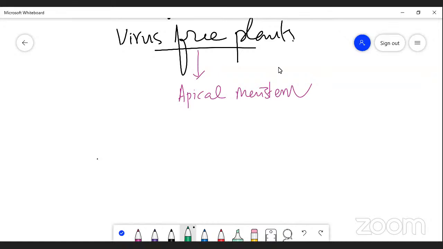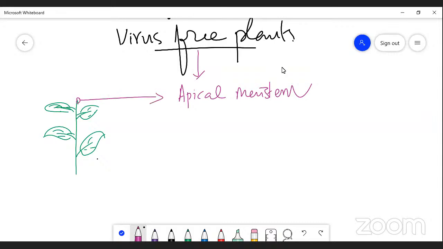Now, let me draw a diagrammatic representation of a plant. Right now, this is a plant. If you take a plant, the plant consists of, as you know very well, leaves and the branches, right? And at the tip you will see a growing portion, right? That is called the apical meristem. This portion is called the apical meristem. Apical meristem is nothing but a growing portion of a stem.